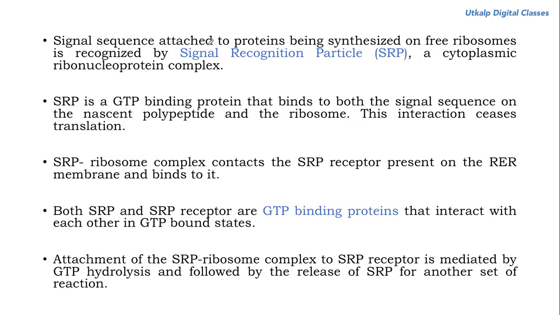So the signal sequence is attached to the proteins being synthesized on free ribosomes, and this signal sequence is recognized by something called a signal recognition particle. Now a signal recognition particle is a cytoplasmic ribonucleoprotein complex. What does that mean? It means that it is present in the cytoplasm and the entire complex is made up of ribonucleoprotein. It has RNA and it has proteins.